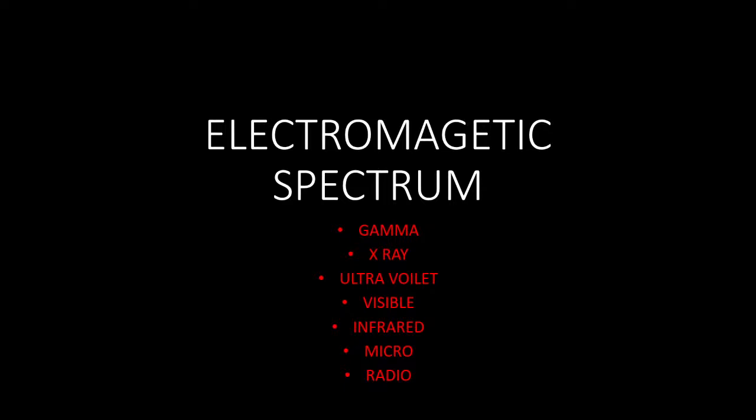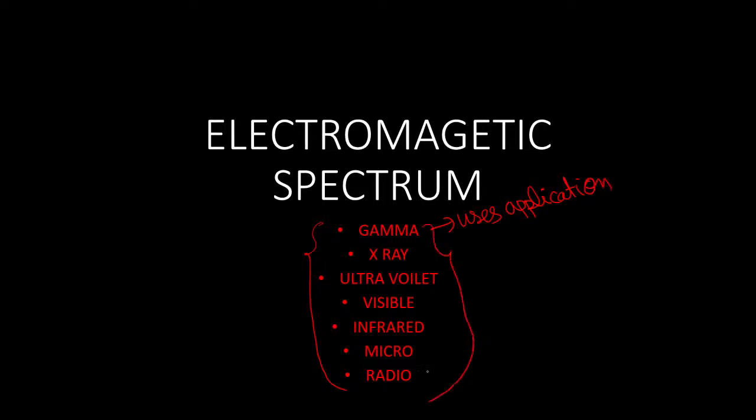Hello student, today we are going to see the electromagnetic spectrum. As we know, the spectrum has gamma ray, X-ray, ultraviolet, visible, infrared, microwave, radio. These are the electromagnetic spectrum. They can ask uses, applications, and general properties of the electromagnetic spectrum.